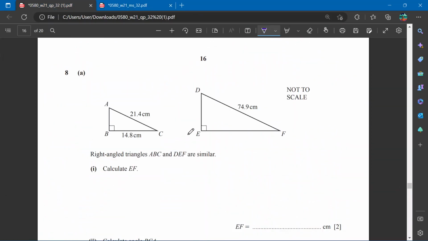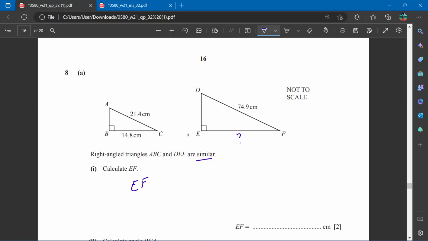Question 8, similar triangles, which means the factor is the same. Means if we divide this by that, we should get the same as when we divide this by that. It's like a factor of 2 or 3 or a half. So one way of doing this is by starting with what they want to know. They want to know what is EF. Let's write it down.